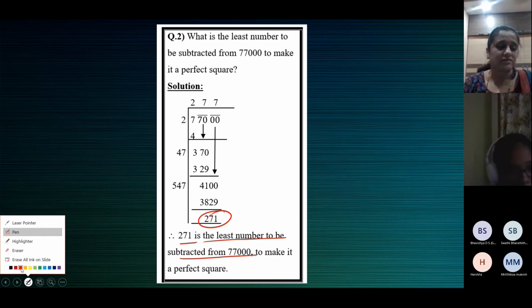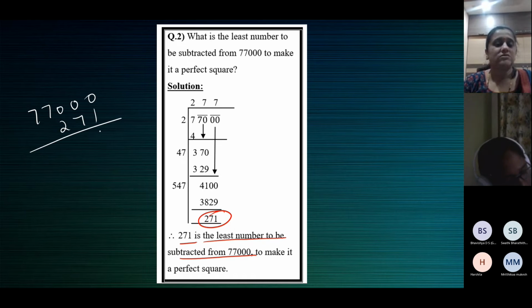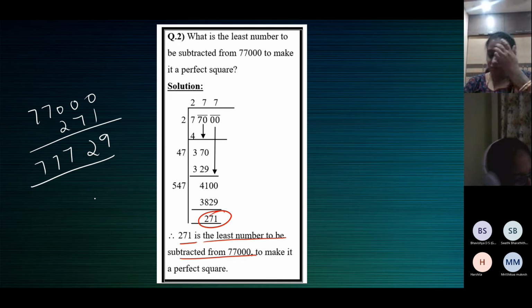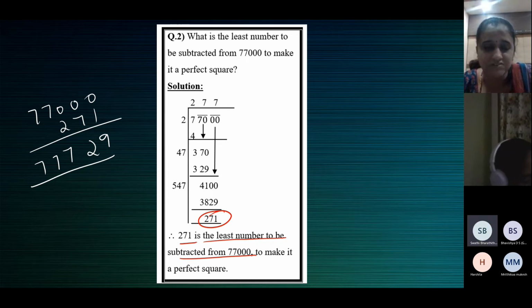We can also check that. So when you subtract 77,000 minus 271, you get 92777, and find the square root of this number. The quotient, ma'am, 277. Yeah. Whatever is the quotient will be the answer. You can check 277. Find the square root in the rough column, all of you.